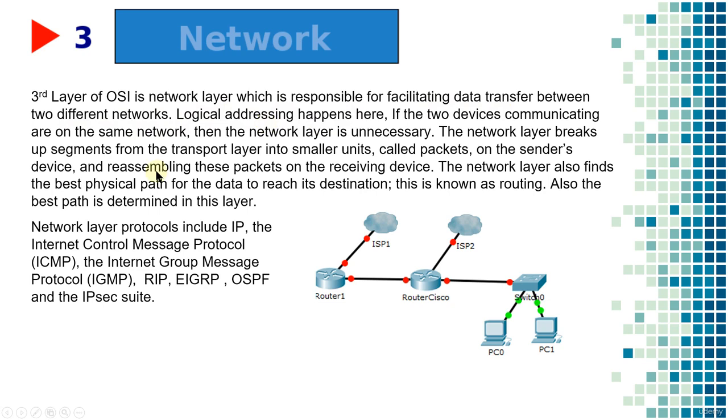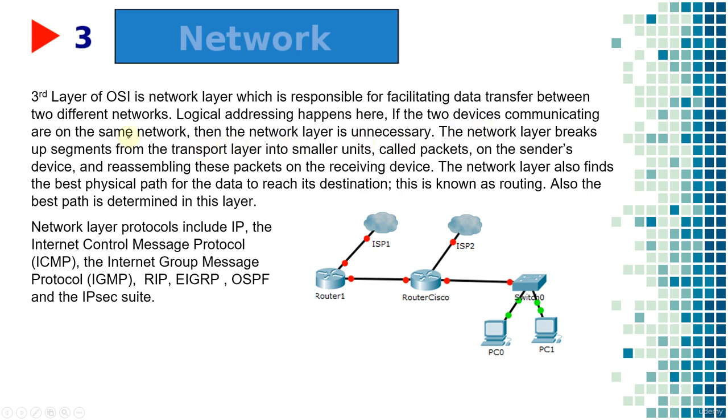Apart from the logical addressing, we have physical addressing. In contrast to logical addressing, we have physical addressing, and we are going to cover that in the second layer of the OSI model, so you don't have to worry. Logical addressing happens here. If the two devices communicating are on the same network, then the network layer is unnecessary.